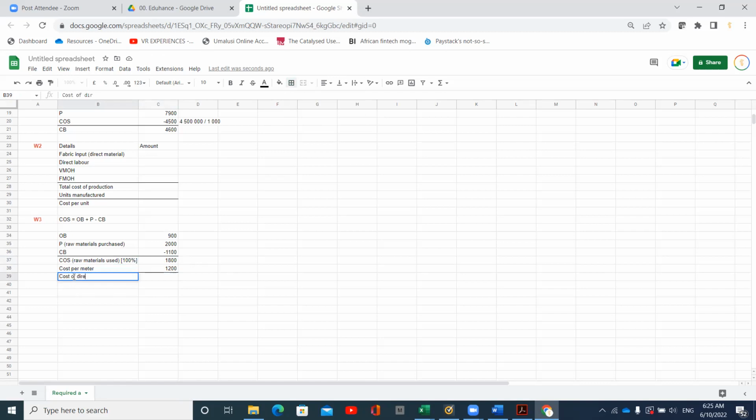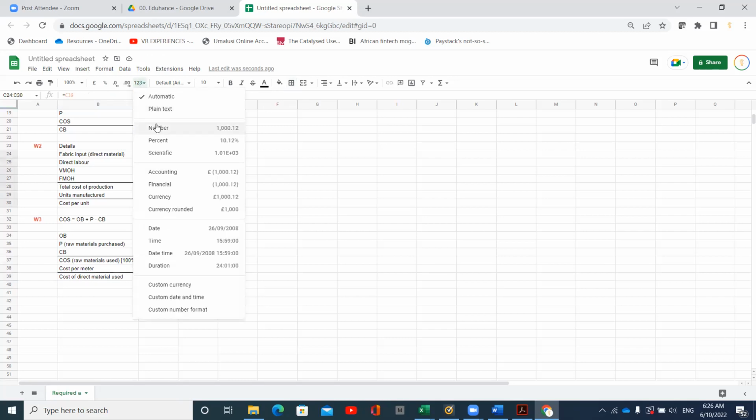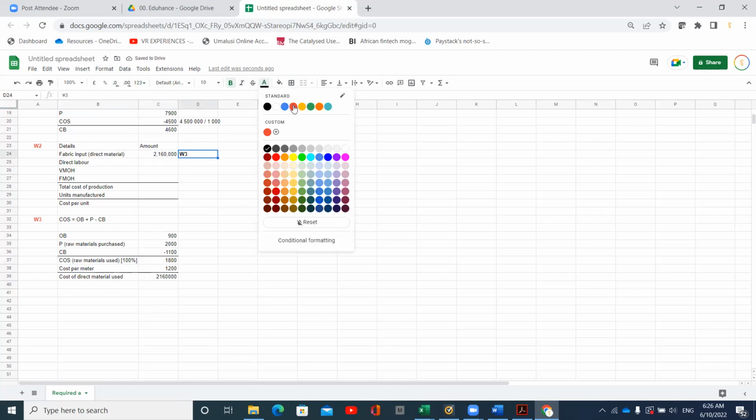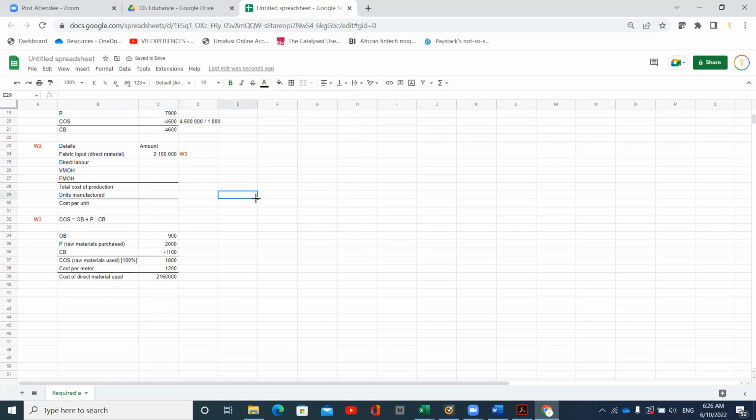Cost of direct material used. So it's going to be 1,800 times 1,200. Okay, so we go over here, we plug it in. It is whatever that amount is. Okay, so there we go. So this here is working 3. Okay, now we can deal with direct labor.